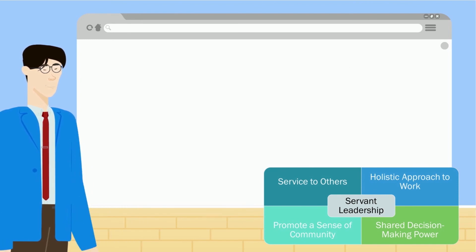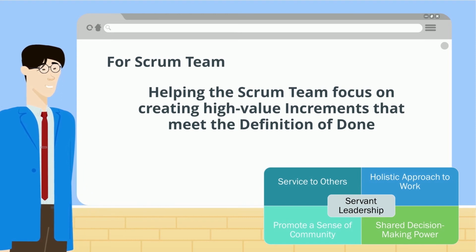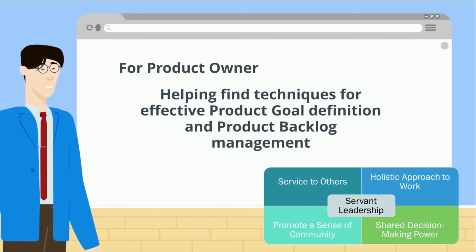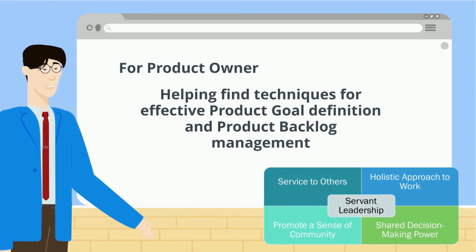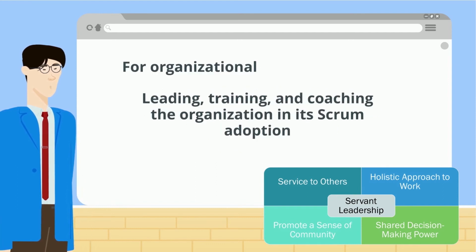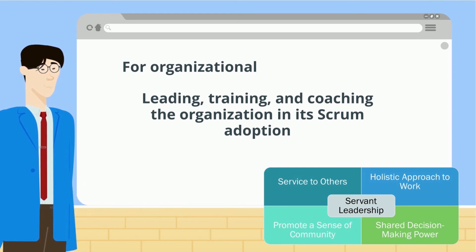For the Scrum team, Scrum Master helps them by focusing on creating high-value increments that meet their requirements. For the product owner, Scrum Master helps them find techniques for effective product goal definition and product backlog management. For organizational purposes, Scrum Master helps them by leading, training, and coaching the organization in its Scrum adoption.